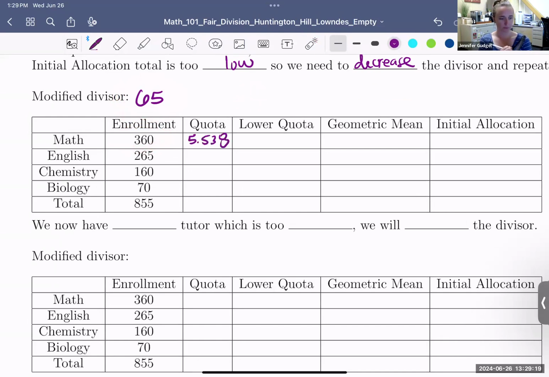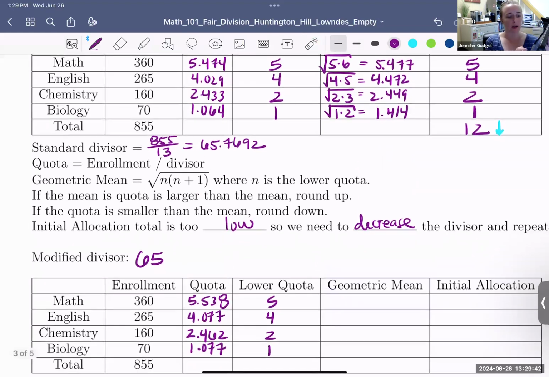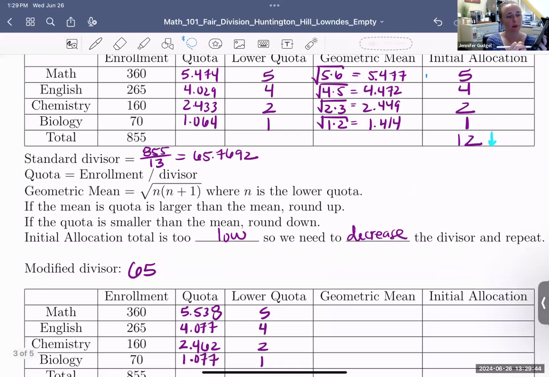5.538, 4.077, 2.462, 1.077. Those were all of my enrollments divided by this new divisor. So the lower quotas are the cutoffs. And you'll notice that these are the same lower quotas as our first step. I only bring that up because it might save you a little time.